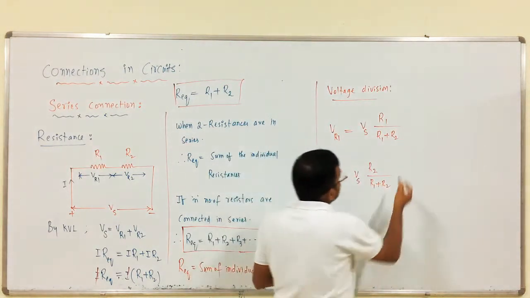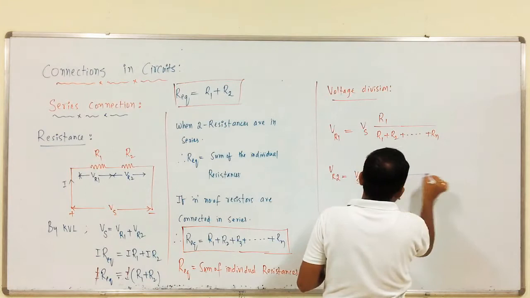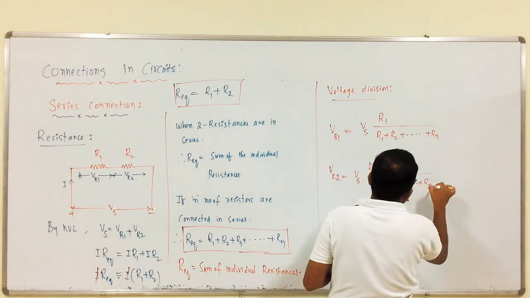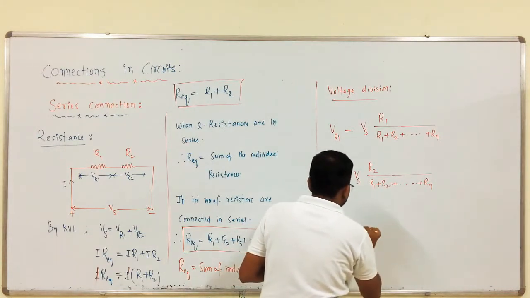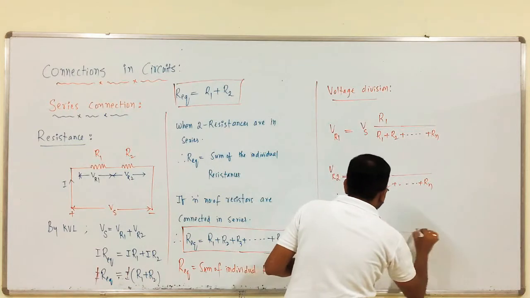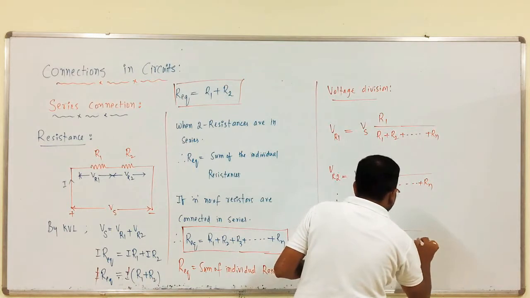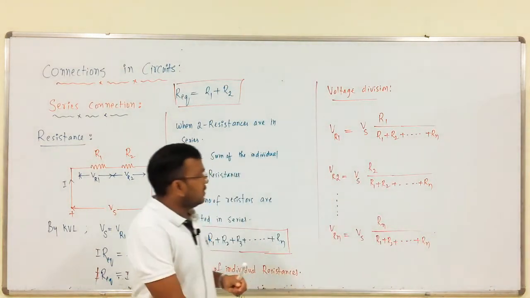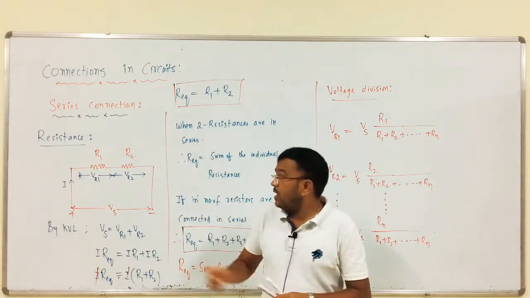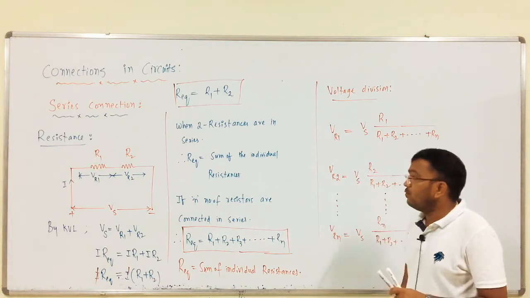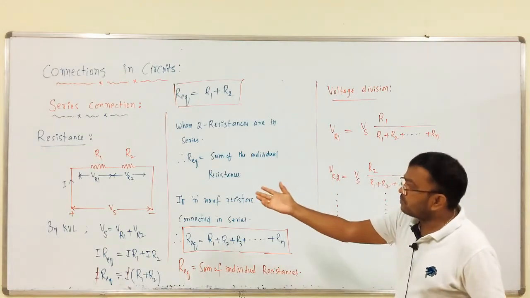If we have n number of resistances, plus Rn, like that, VRn is equal to Vs into Rn by R1 plus R2 up to so on Rn. So, like this we get the equivalent resistance in series connection when n number of resistors are connected in series. This is the voltage division principle with respect to that circuit.